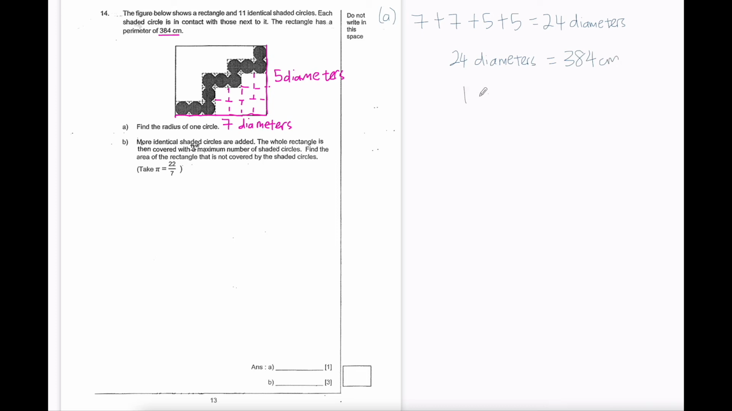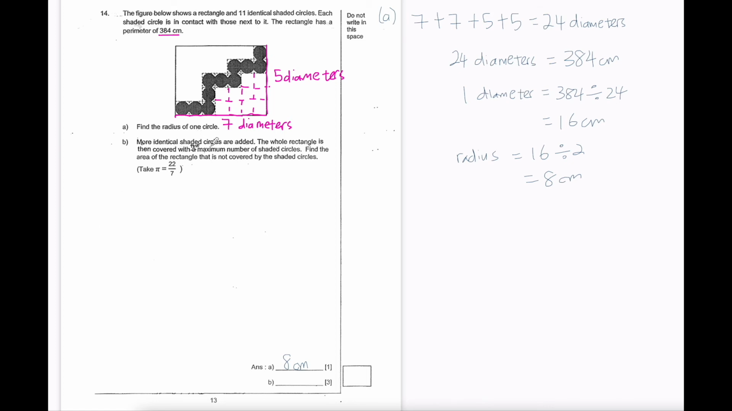Okay, and we can always find out what 1 diameter is by simply dividing. After we divide, we are going to get 16 cm, and we can easily find our radius. Radius is just diameter divided by 2, which is 8 cm. And there we have it, 1 mark. Okay, let's move on to the next question.